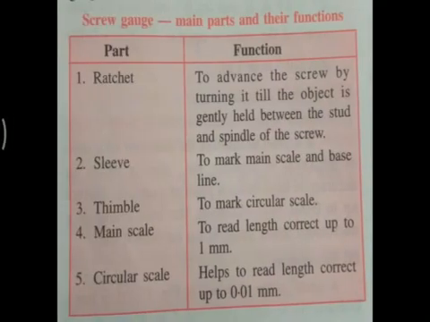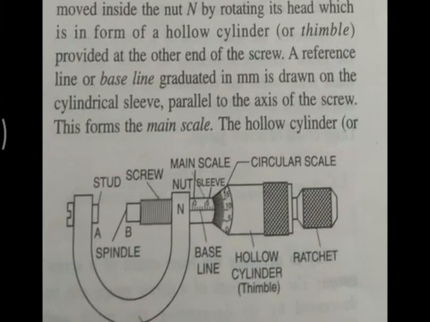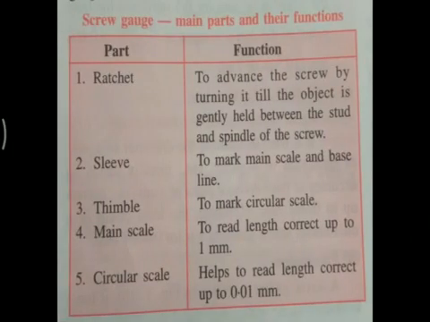The sleeve is to mark the main scale and baseline. See over here, have you seen that baseline on the sleeve? The baseline is there and the main scale is also there. The thimble marks the circular scale, that is your circular head. The main scale gives the main reading, which is correct up to 1 millimeter, and the circular scale is correct up to 0.01 millimeter. These are the main parts of the screw gauge with which we calculate the reading, the diameter or the thickness of the parts.